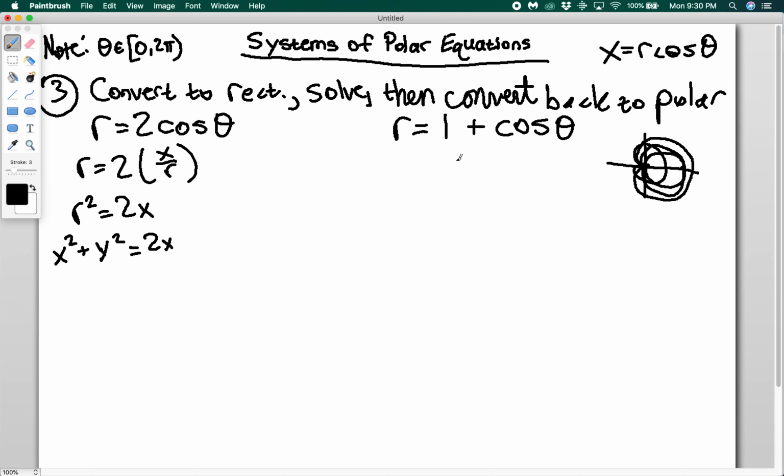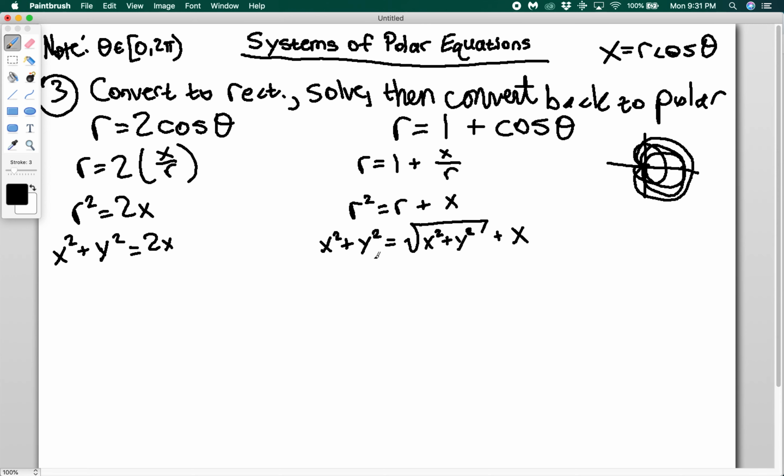And then for my other equation over here, I'm going to do the same thing. I'm going to say r equals 1 plus x over r. Multiply everything by r. I get r squared equals r plus x. Make my substitution. I have x squared plus y squared equals the square root of x squared plus y squared plus x.